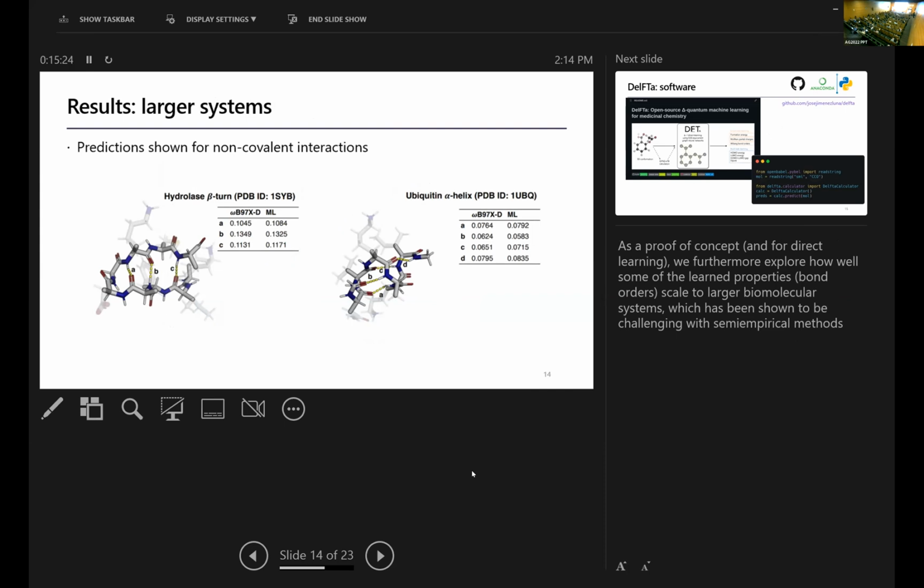Also in this study, we evaluated the performance of the direct learning pipeline of QMugs to generalize on bond orders for non-covalent interactions on larger systems. So we selected a bunch of larger systems. They contain some protein pockets as well as some systems like this beta turn of these hydrolases that we're showing up there, as well as a ubiquitin alpha helix. And we run some DFT using the provided functional and basis set to compute bond orders, and then we compare the predictions from QMugs using direct learning. And in most cases, we do see that there is a correlation, but these are, let's say, more preliminary analyses. This is something that we're still actively looking into.